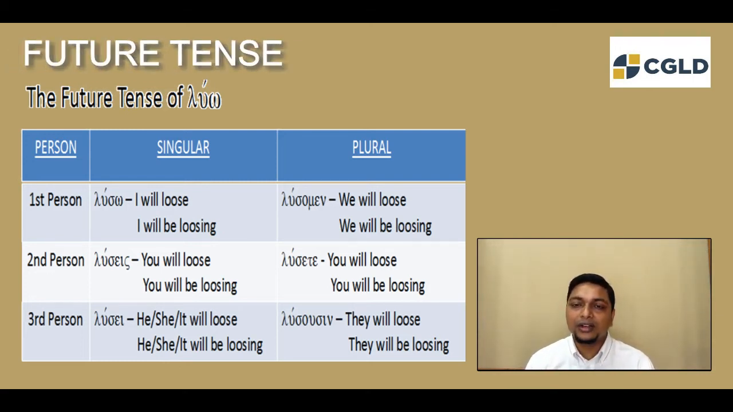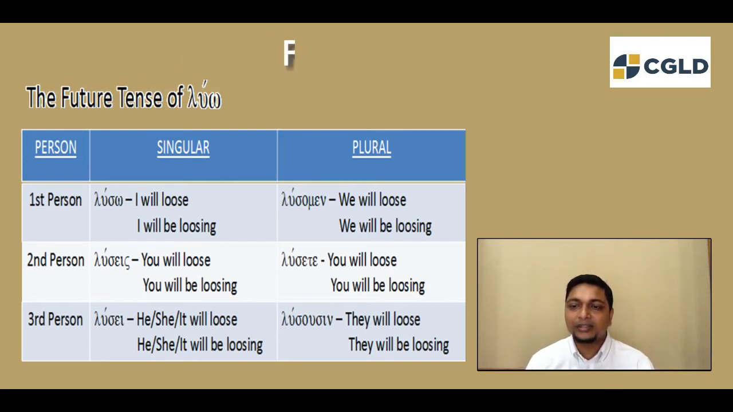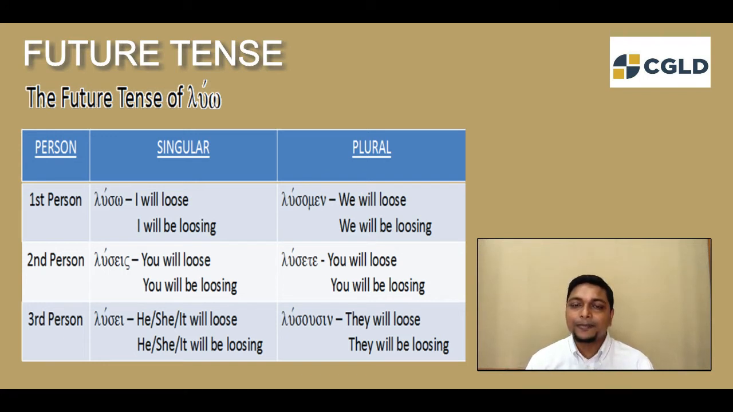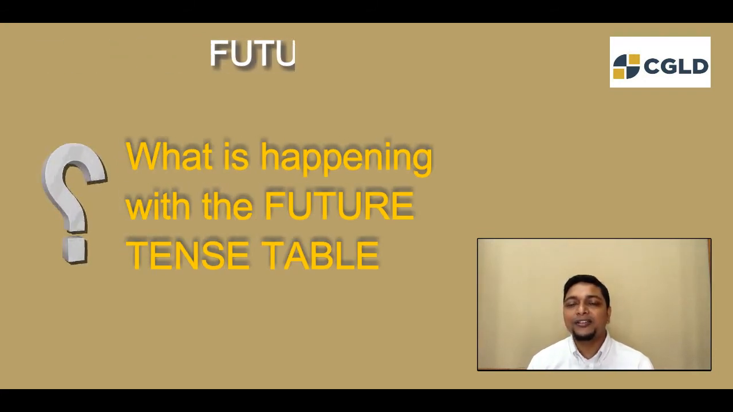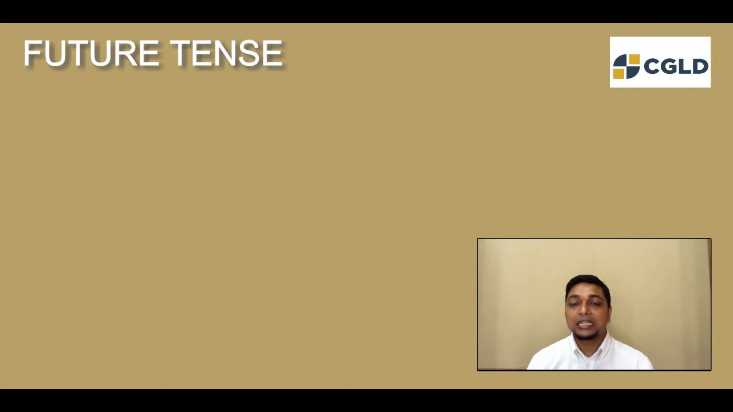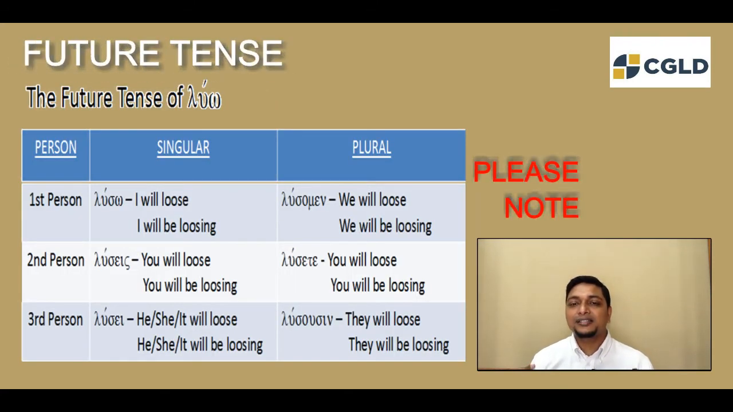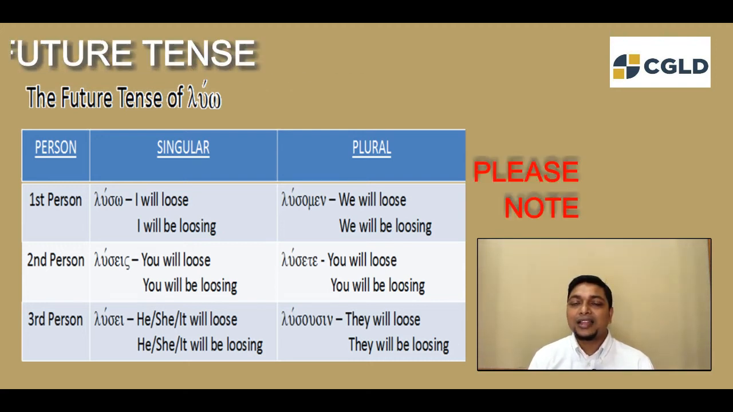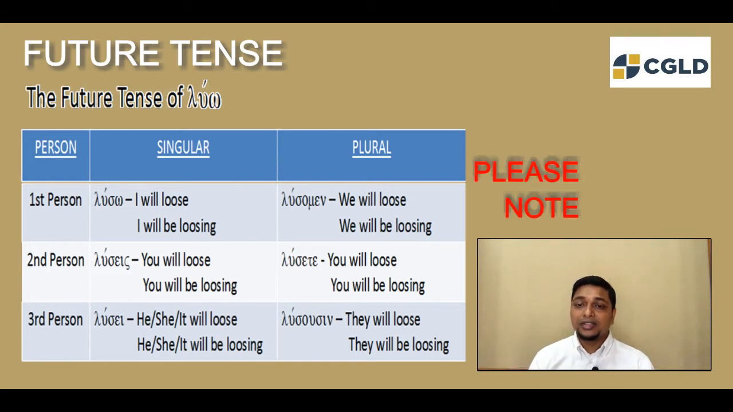First person singular, luso. First person plural, lusomen. Second person singular, luseis. Second person plural, lusete. Third person singular, lusei. Third person plural, lusousin. Now, what is happening in the future tense table? You see, there is a sigma that is added, right? So this addition of the sigma will tell you that a particular verb is in future form.